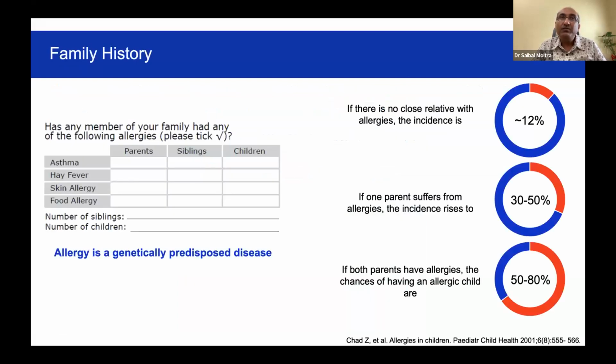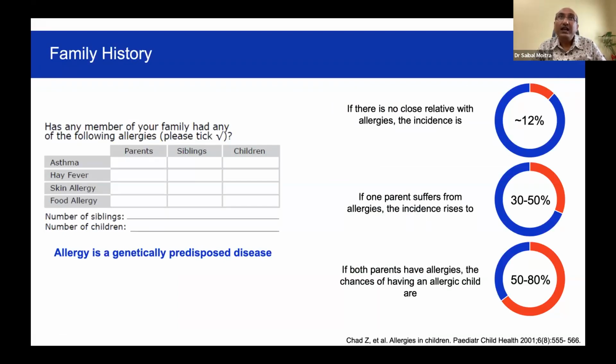Family history is important to understand how predisposed the patient is. We usually know that allergy runs in families. If there is no close relative, then the incidence is around 12%. If both the parents suffer from allergies, 30 to 50%. If both the parents have allergies and the same kind of system involvement, it goes up to 50 to 80%.